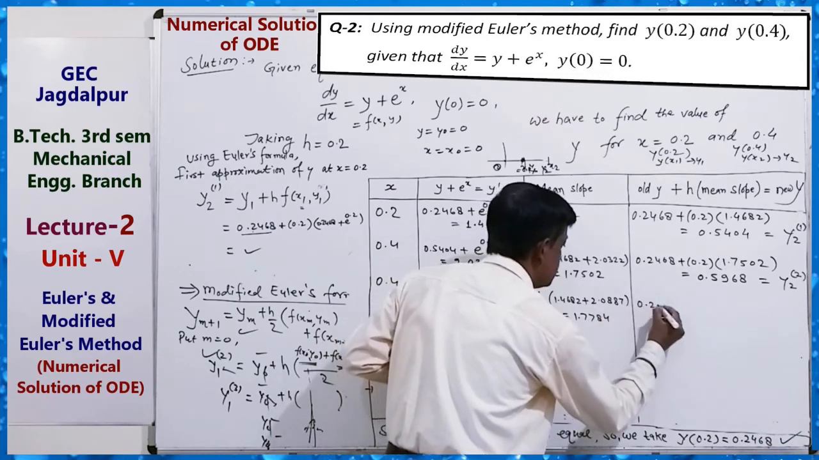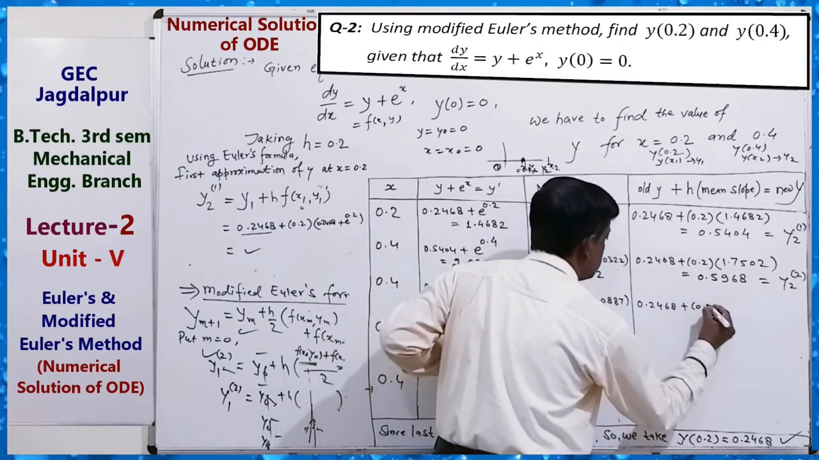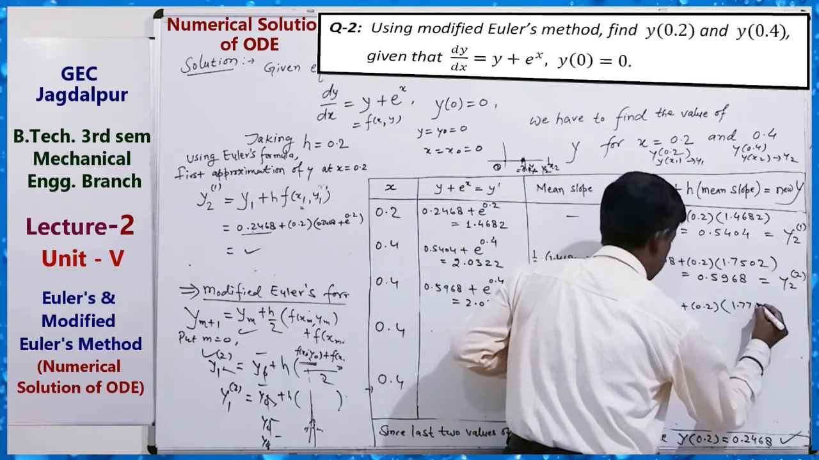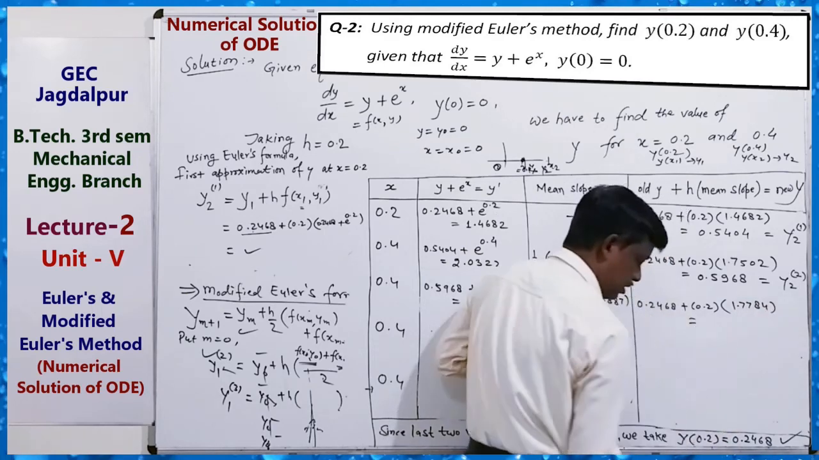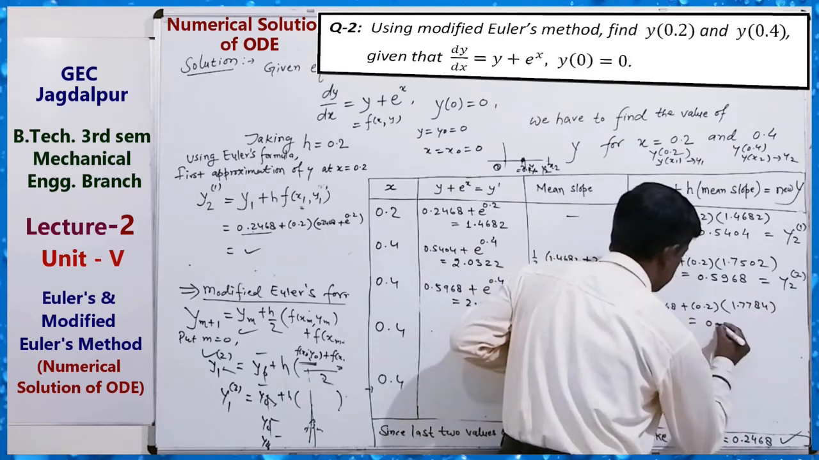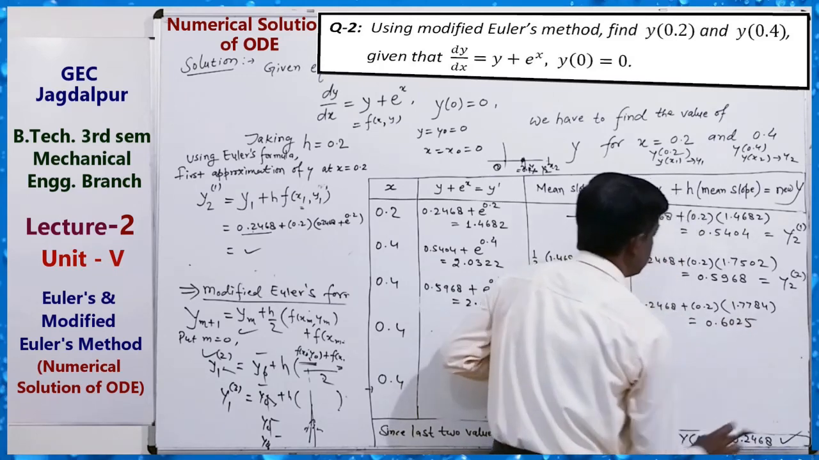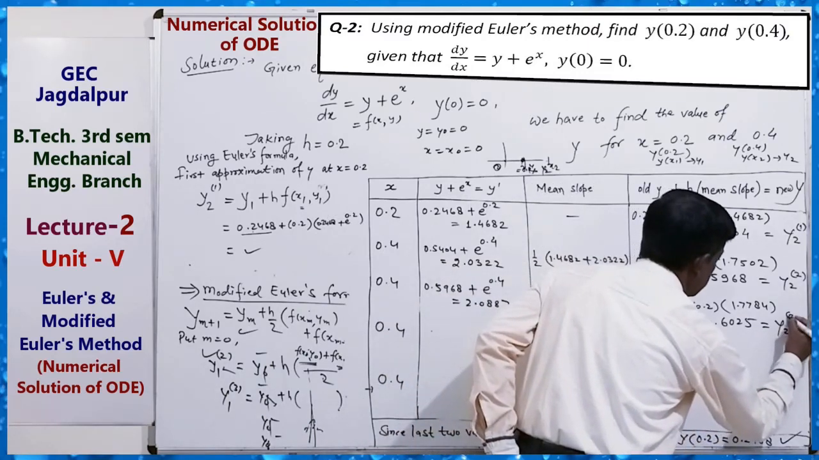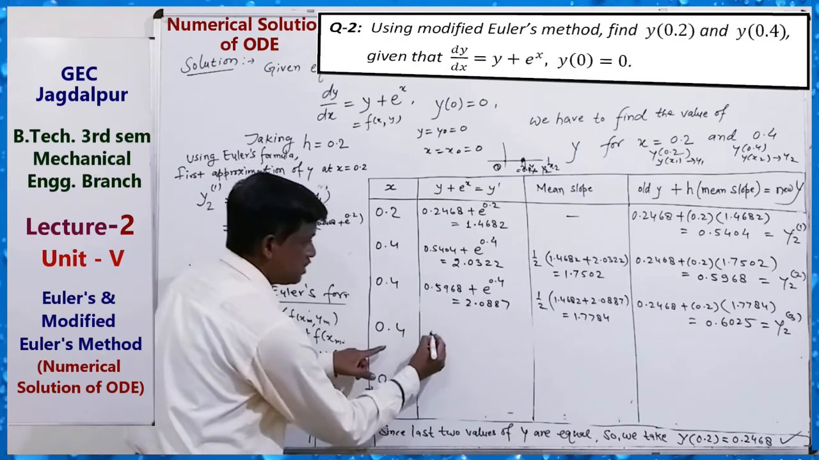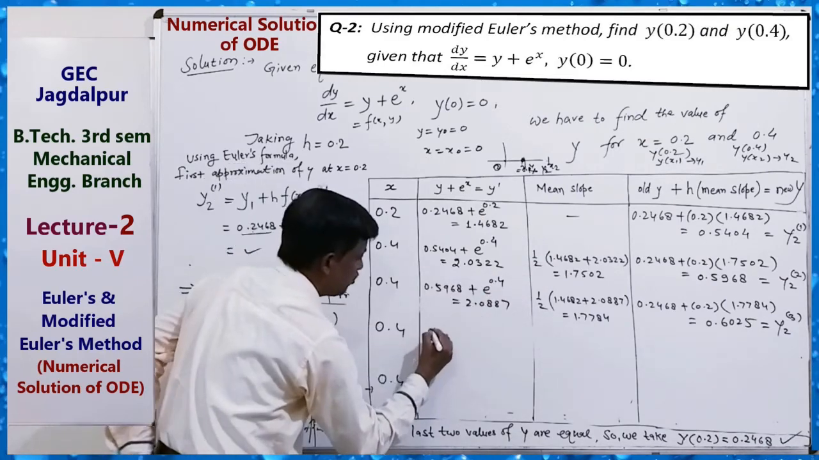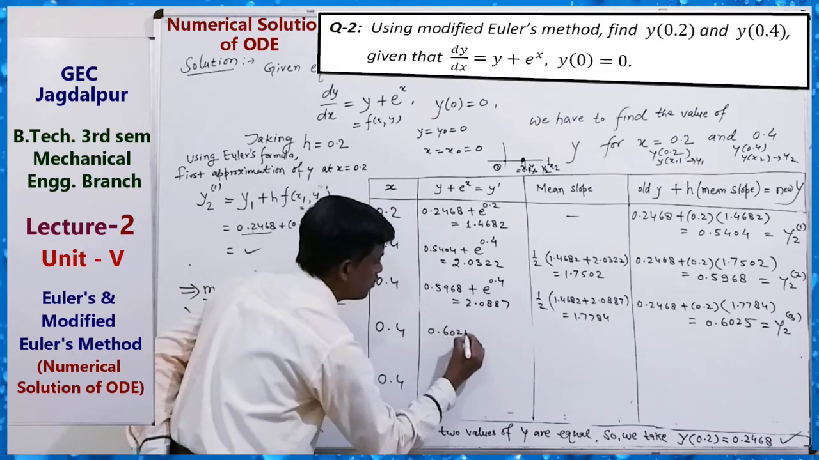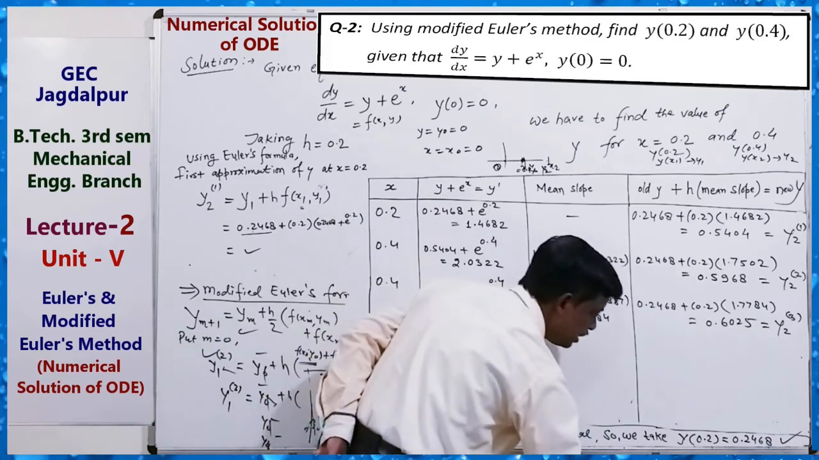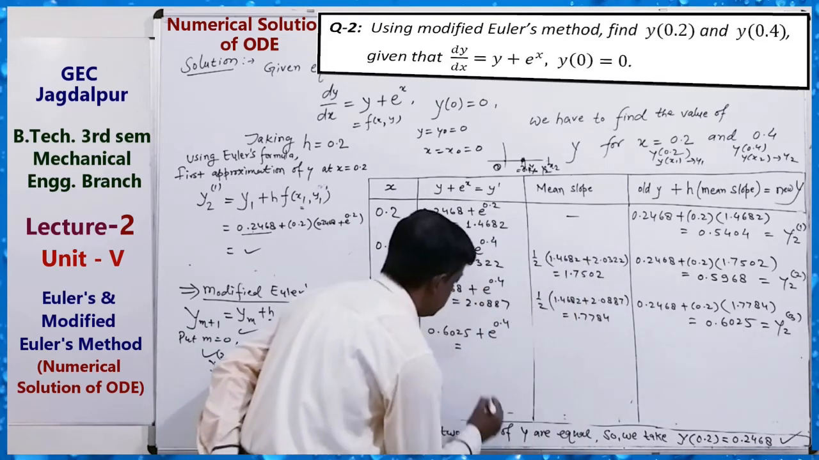Now here this continues, 0.2468 plus 0.2. This is common. Here use this slope 1.7784. This can be calculated: 0.6025. Clear? This is what? Third approximation. Now for the next stage, previous value of y, 0.6025 plus e to the power 0.4. It can be calculated like 2.0943.